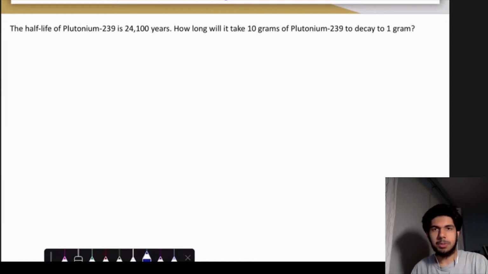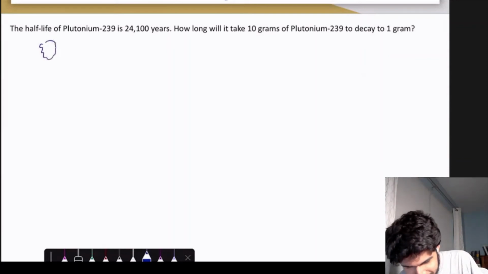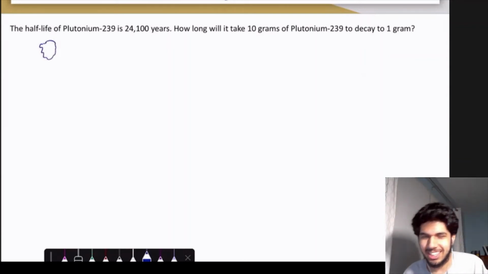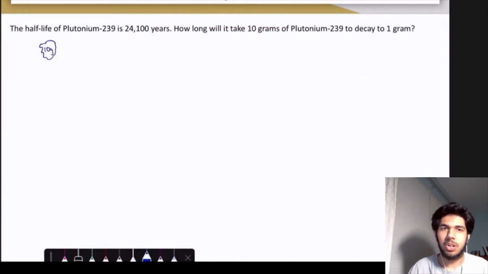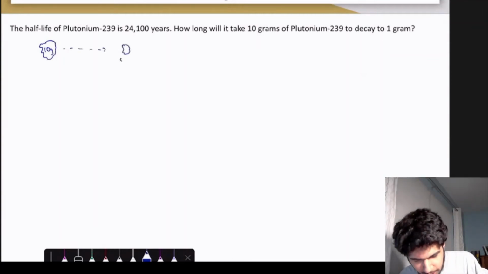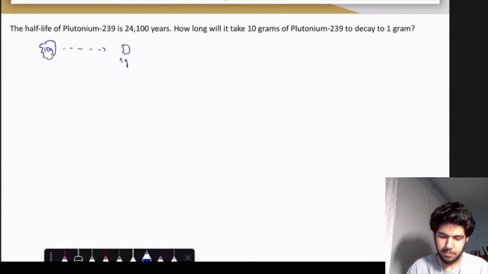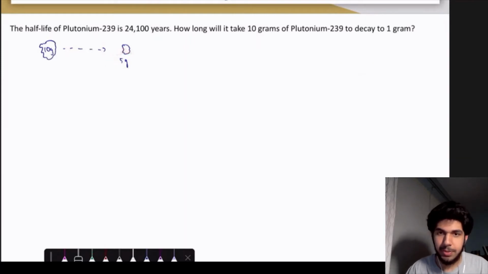So first, let's do a brief explanation of what half-life means, and then we can solve this problem. So what half-life means is, suppose we have, we'll pretend plutonium is some sort of solid like this, and we have 10 grams of it. As time goes along, this plutonium will decay, so eventually we'll be left with a smaller blob, and let's say this is 5 grams. So this current mass of plutonium is half the mass that we started with.